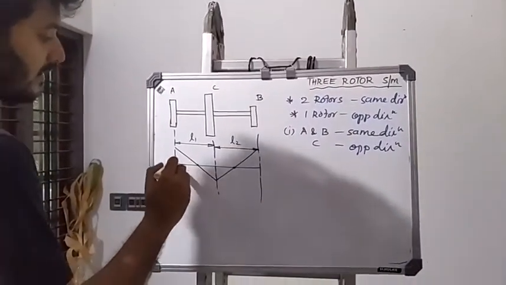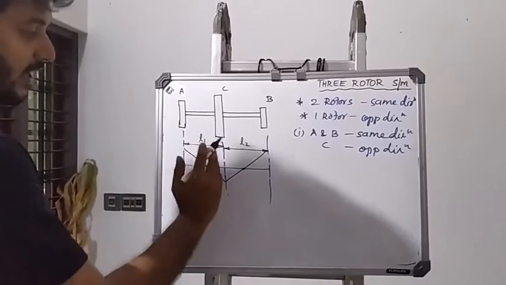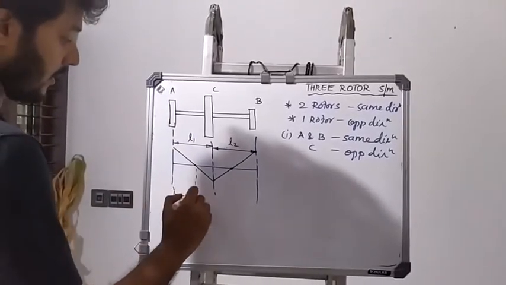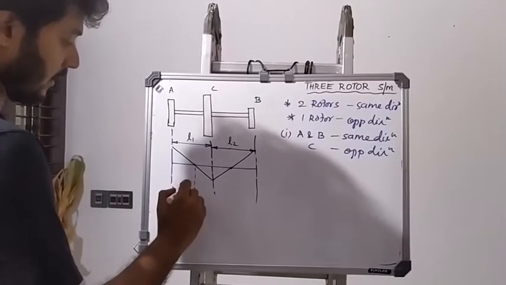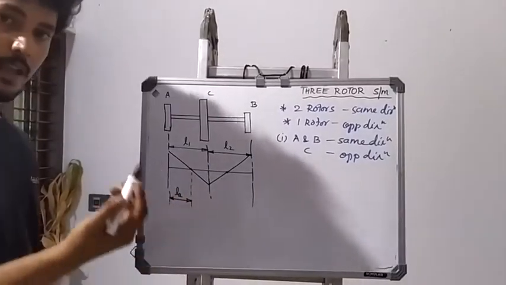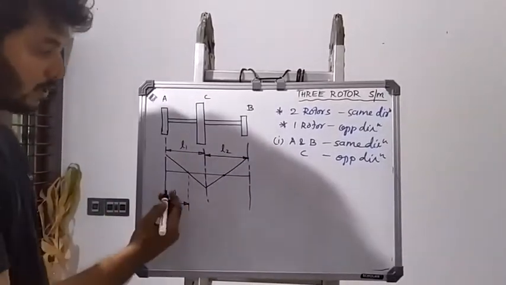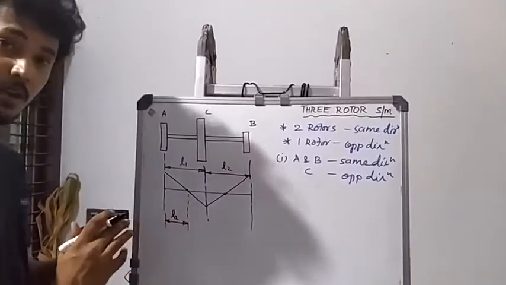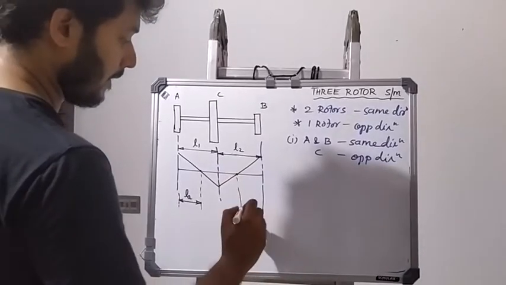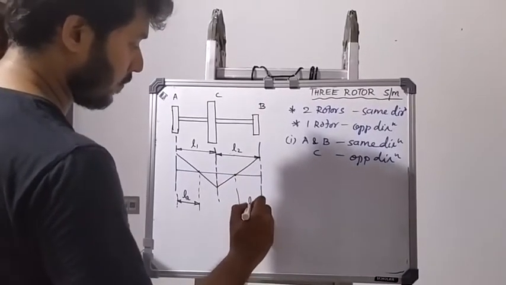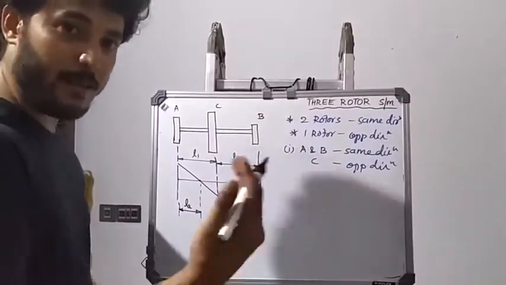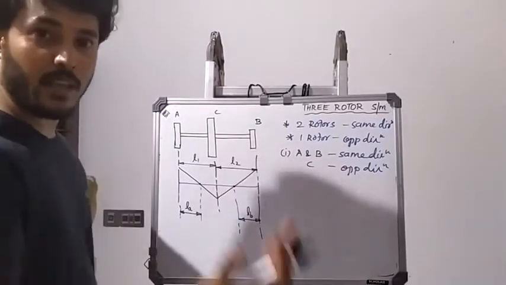Next, let the distance from rotor A to the immediate node that it is making be LA. Understanding these terms is very important. What is LA? LA is the distance from rotor A to the immediate node that rotor A creates. Similarly, let this distance be LB. LB is the distance from rotor B to the very immediate node that rotor B generates.